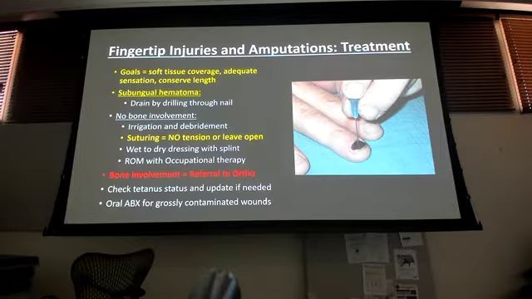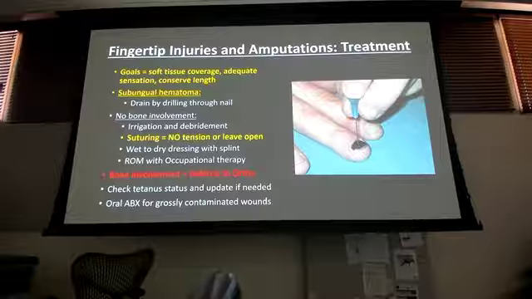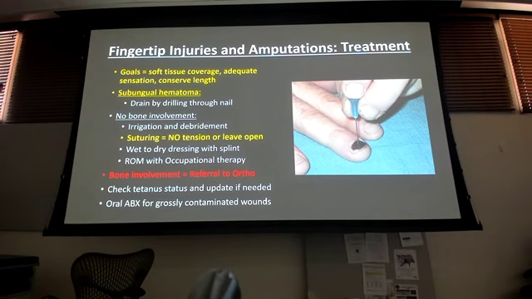So again, principles still apply. You're going to check their tetanus, right? If they ever had their finger bitten off, that's a traumatic amputation by a dog, right? Do you want to check rabies?